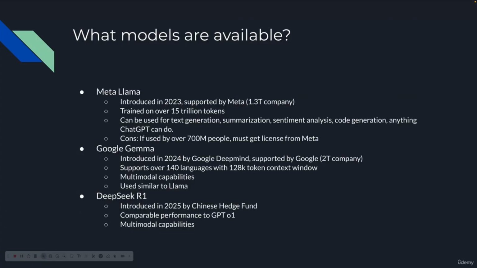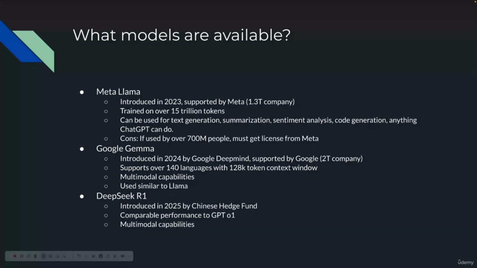So what models are available? There's Meta Llama, which was introduced in 2023. It's supported by Meta, which is a $1 trillion company, so it's not going to go away anytime soon. It's trained on over 15 trillion tokens. This is an arbitrary amount, however. The larger the amount of tokens trained usually might indicate a better model. Sometimes they don't indicate how big the training set is, so this is a kind of misguided spec.